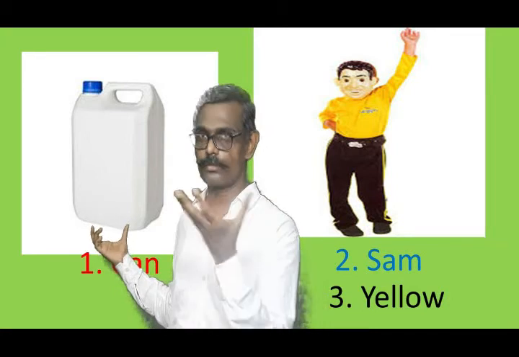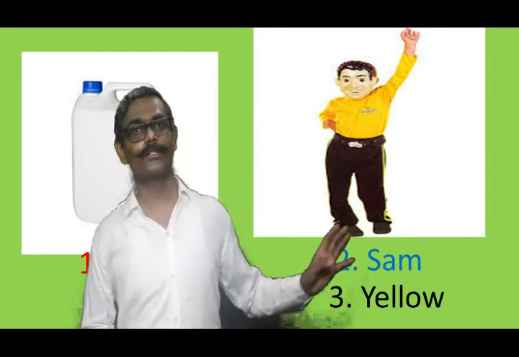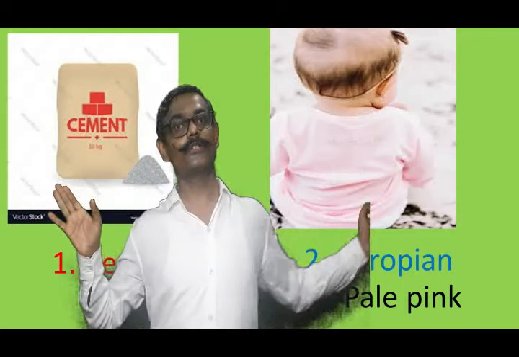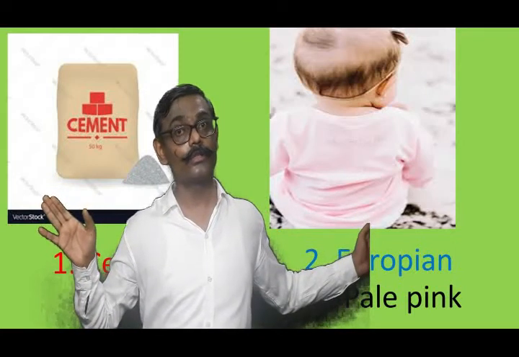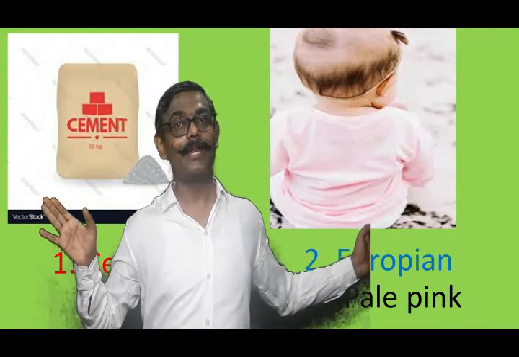62 means C and N. CN, can. For letters CN, the word was can. And for can, who was there? Sam. Color yellow. Next thing, atomic number 63. CM. For CM, what was there? Cement. And which cement was there? European person. Color added to the European person? Pale pink. Next, 64. 64, C and F, cafe.